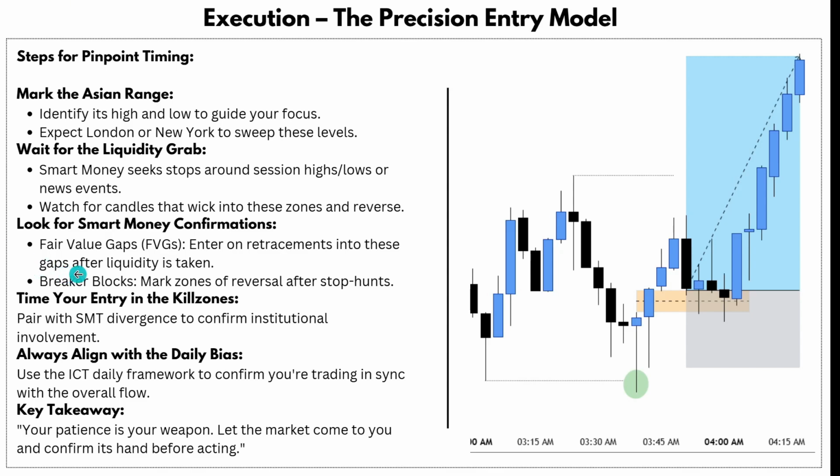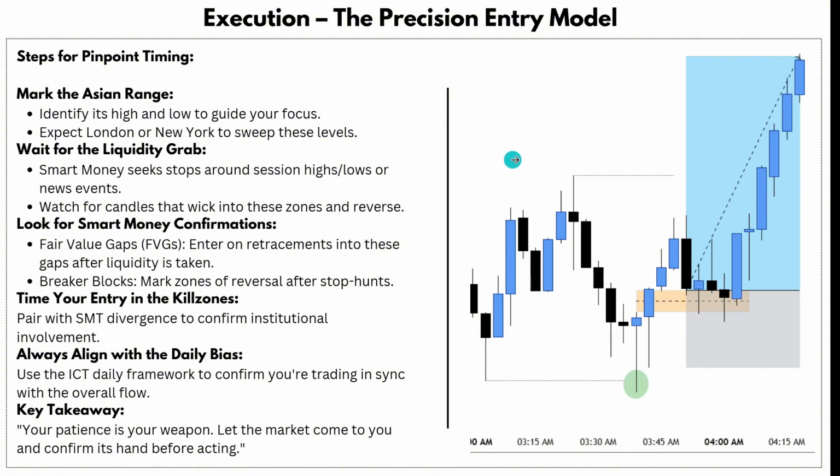Then we time our entries into the kill zones. Just like I stated, the London session is between 2 a.m. to 5 a.m. EST, and the New York session is between 8 a.m. to 11 a.m. EST. Always align with the daily bias. Use the ICT daily framework that I've given you guys in this video and plenty of previous videos to confirm that you're trading in sync with overall order flow. A key takeaway is your patience is your weapon. Let the market come to you and confirm its hand before acting.